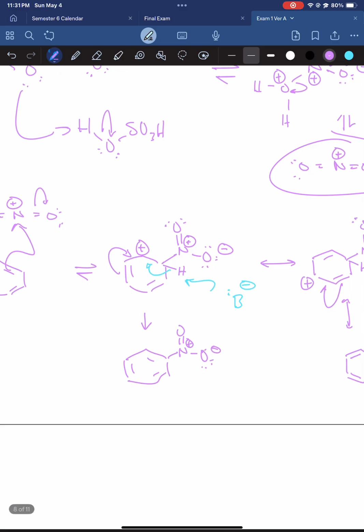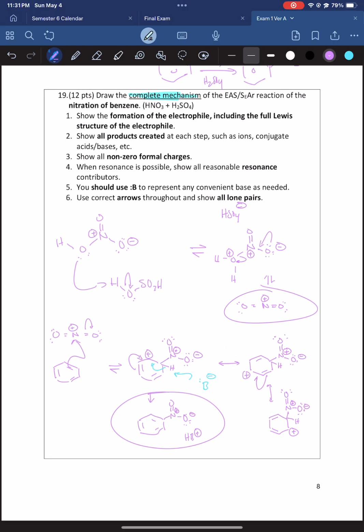Cool, so this is going to be your final structure, and don't forget any conjugate base. Right, so it is a lot of steps, but it is important to know how the nitration mechanism works. It is very, very common, as we saw in the previous questions. And yeah, on the final exam, expect mechanisms. I don't know which mechanisms will be on the exam, but this is a very, very important one, so I will definitely study this one up pretty well.